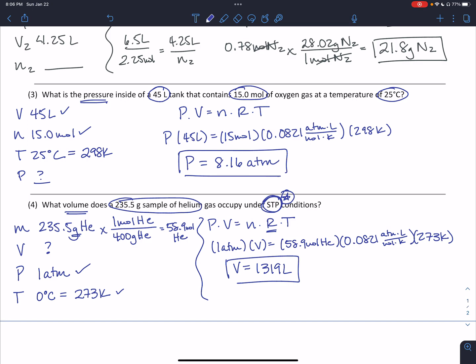Again, for any ideal gas law problem, if you want to check your work, just take what you got for your answer, plug it back in, and make sure the two sides equal each other. If they do, then you're all set. Okay? I hope that was helpful.